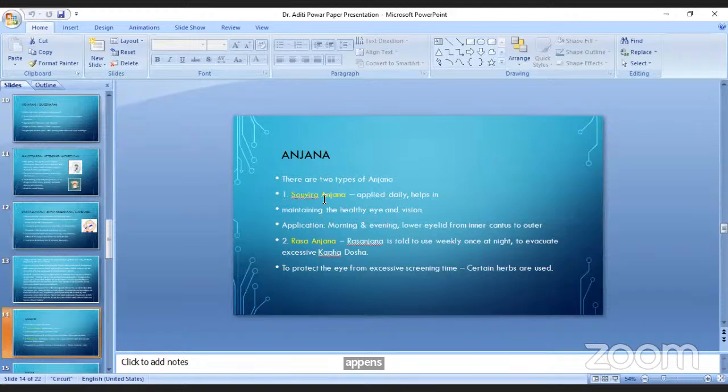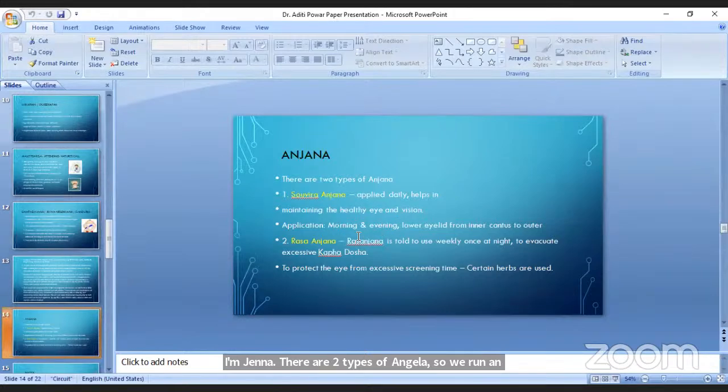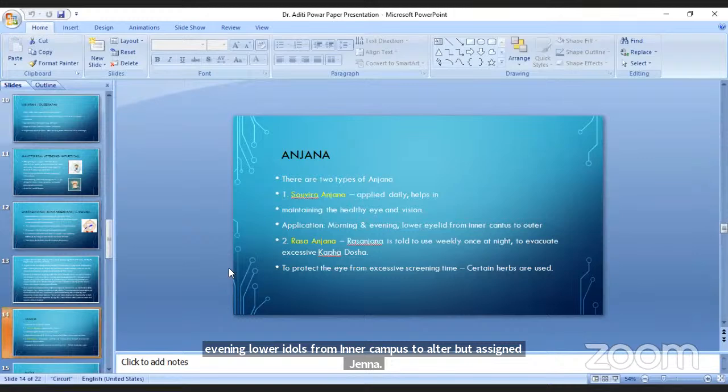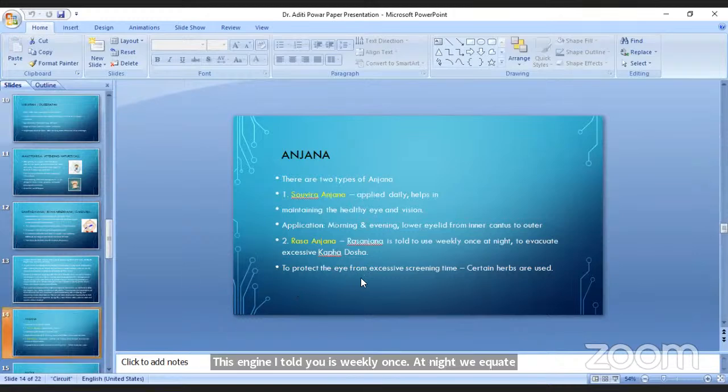Anjana. There are two types of Anjana. Sauviranjana applied daily helps in maintaining the health of eyes and vision. Application should be in the morning and evening, on the lower eyelids from inner canthus to outer. Rasanjana is told to be used weekly, once at night, to evacuate excess kapha dosha. To protect the eyes from excessive screen time, certain herbs are also used.